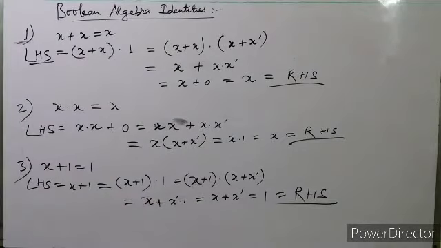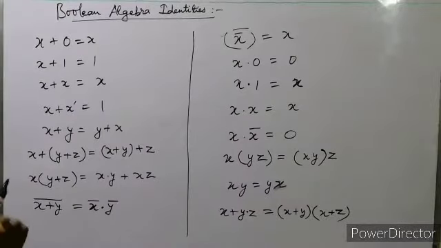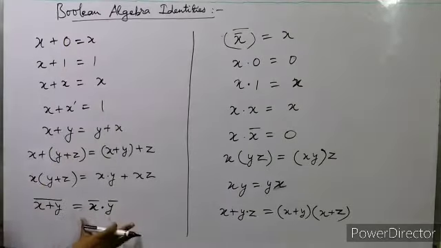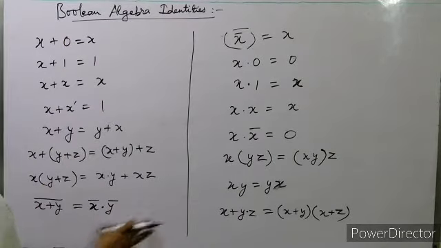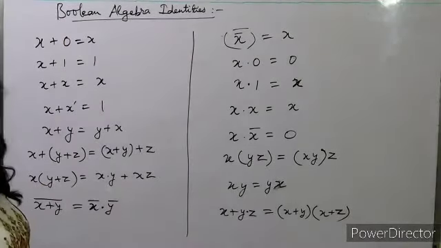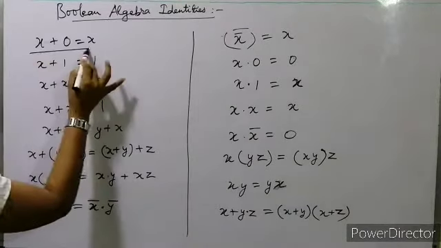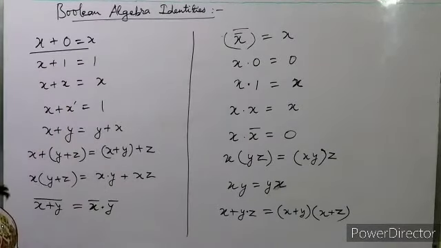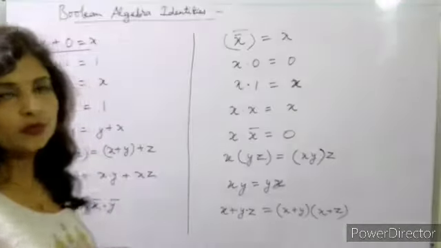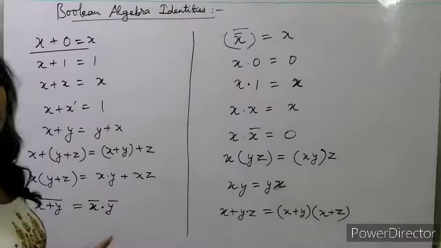Okay, so similarly we'll see the next one. These are Boolean algebra identities. This is for the addition operator, meaning logical addition. These are for logical multiplication. So we'll see x plus 0. These are all theorems you can prove. You can also try it at home. These are very easy using postulates.